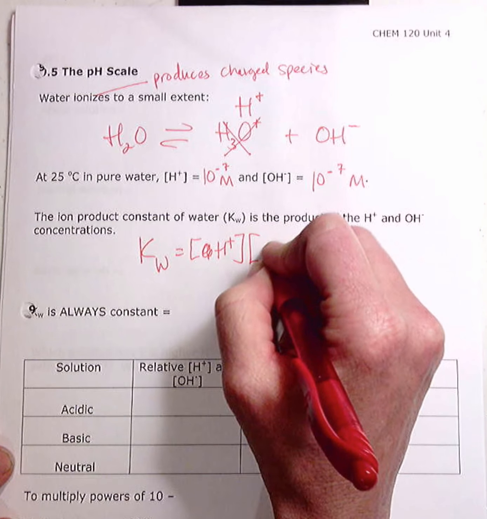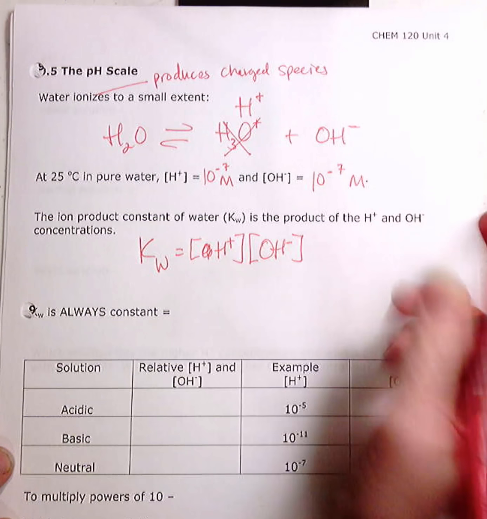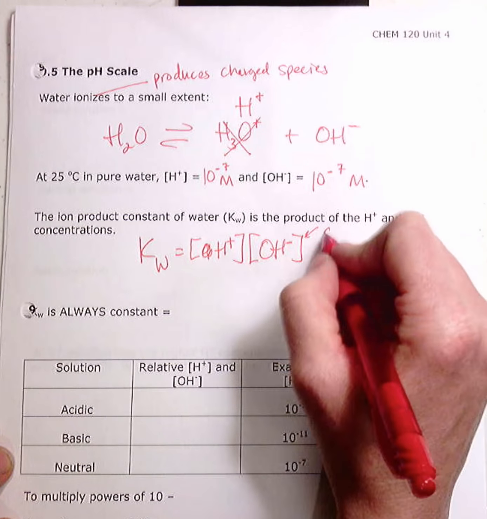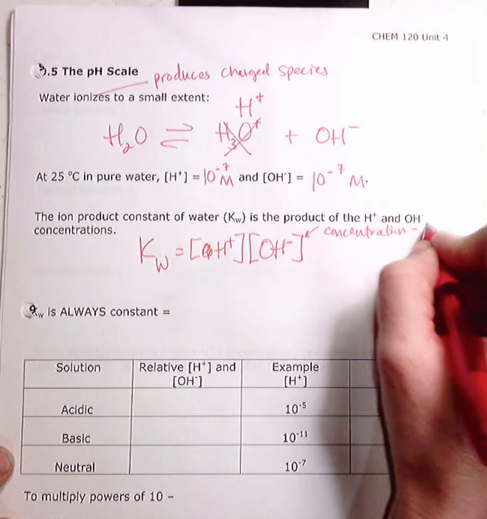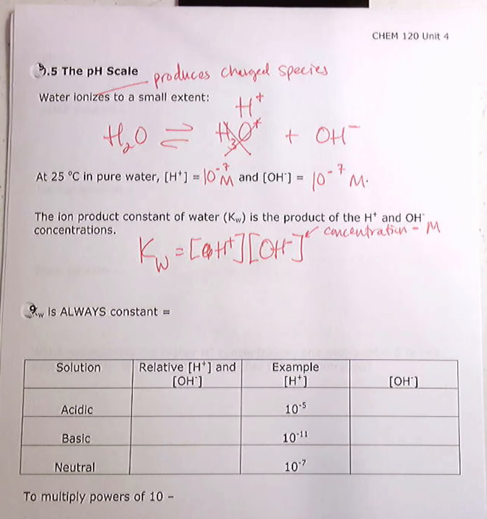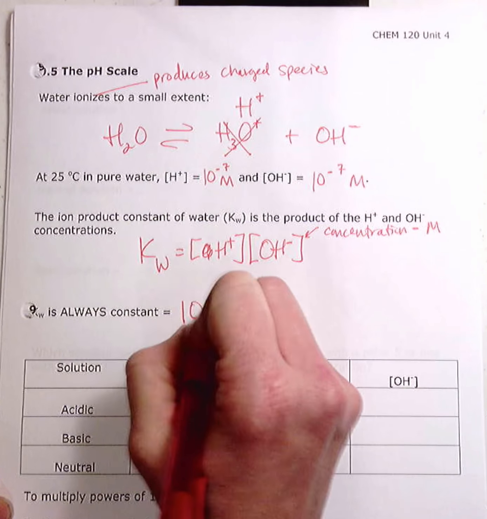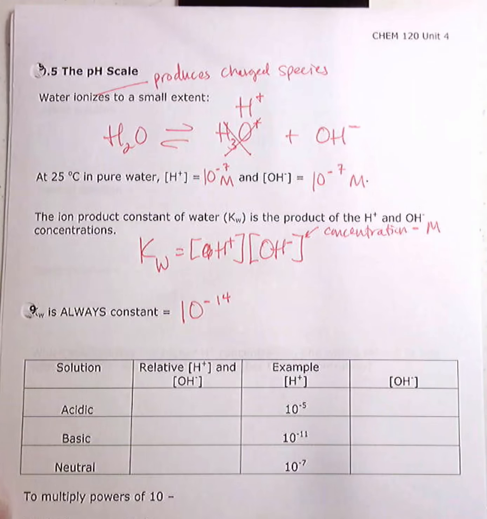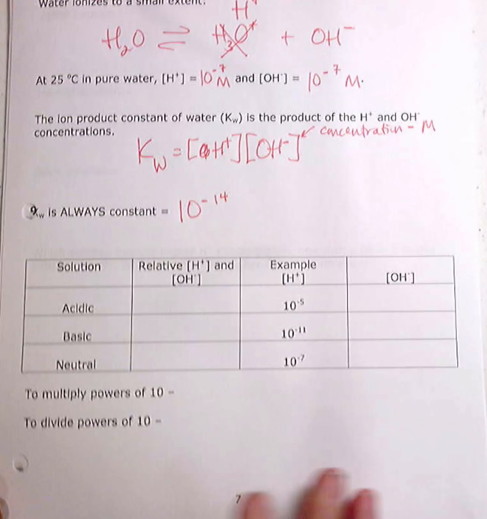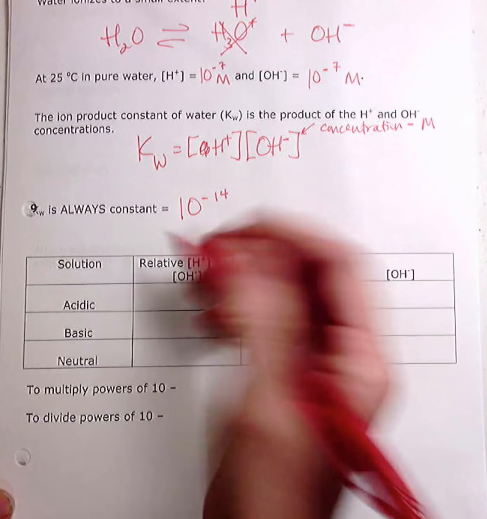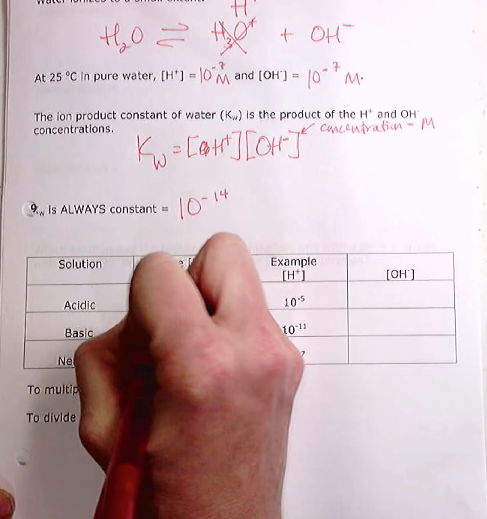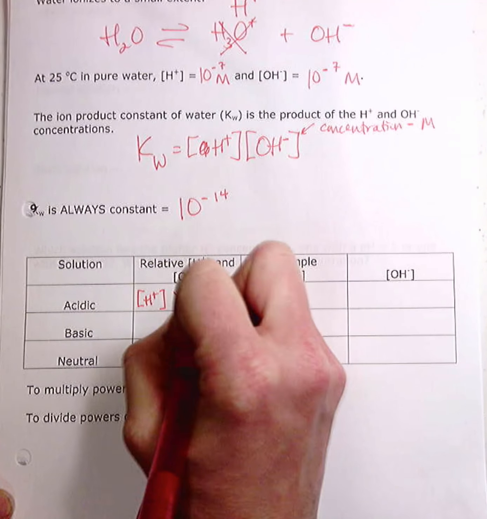So H plus times OH minus. These brackets mean concentration, and it's usually molarity. Kw is always constant. It's always 10 to the minus 14th. So, when you have an acidic solution, that means you have more H plus than OH minus.